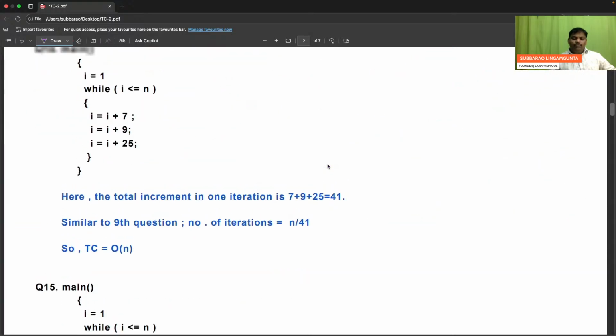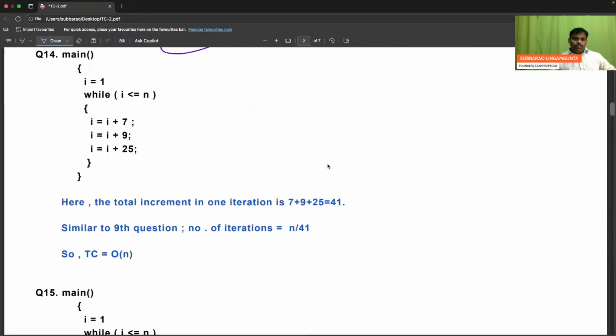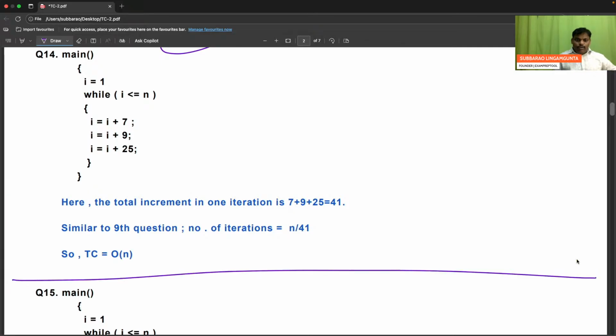Can you go to question number 14? See question number 14. I is equal to 1. You started from a small number. Most probably inside the loop you are increasing. That may be addition, but you are increasing.